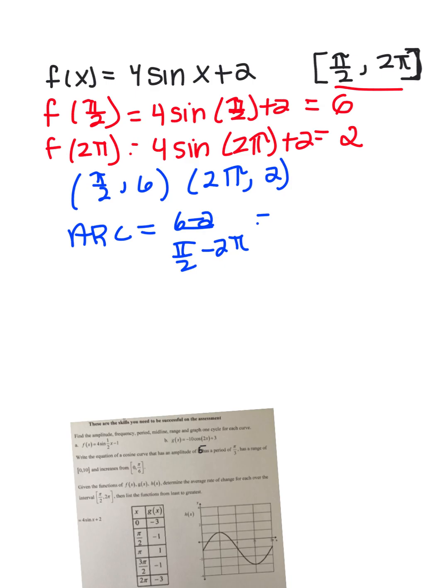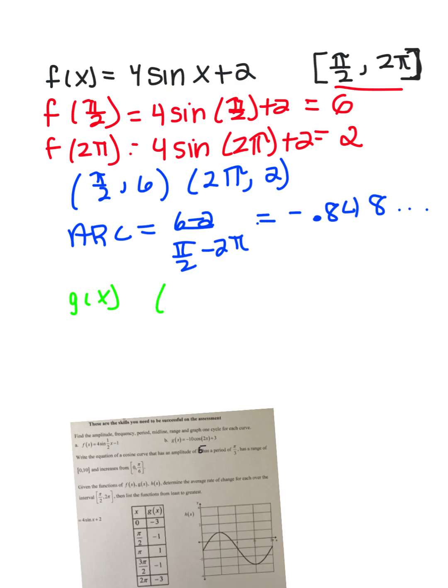And I got negative 0.848. Okay, now we're going to do g of x. Now we're going to look at the table of values. So remember, that was f of x. Now g of x.